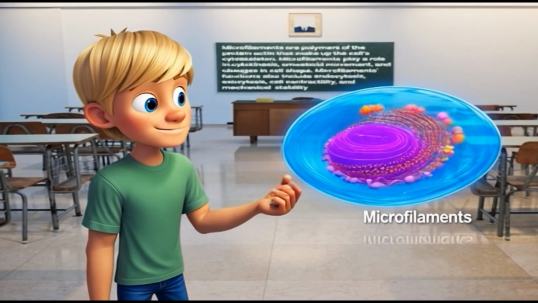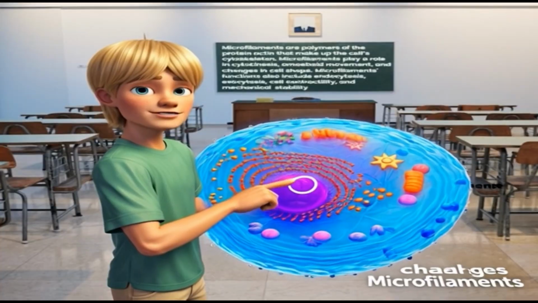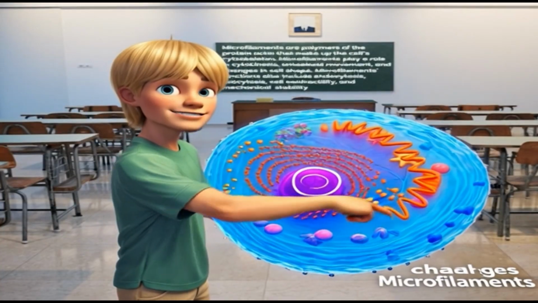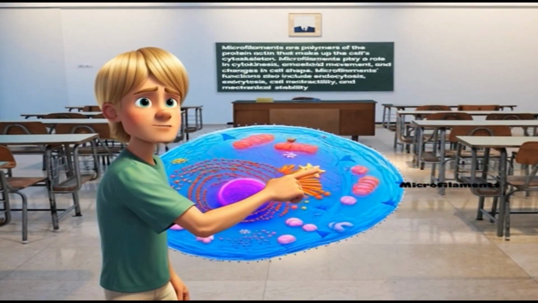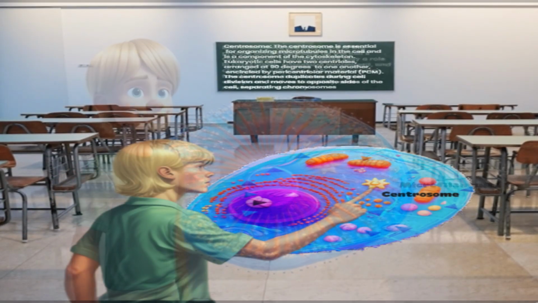Microfilaments are polymers of the protein actin that makes up the cell's cytoskeleton. Microfilaments play a role in cytokinesis, amoeboid movement, and changes in cell shape. Microfilaments' functions also include endocytosis, exocytosis, cell contractility, and mechanical stability.